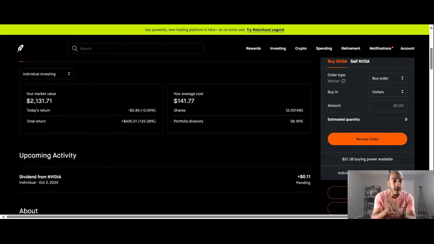So we're up about 25% on NVIDIA. It's 58% of the portfolio, right where I kind of like it to be. You want 55 to 65% of your portfolio to be your tech play, your front runner. You know what I mean? Your investment that's supposed to really drag the portfolio, right? So NVIDIA is my investment that I expect to take the portfolio running.